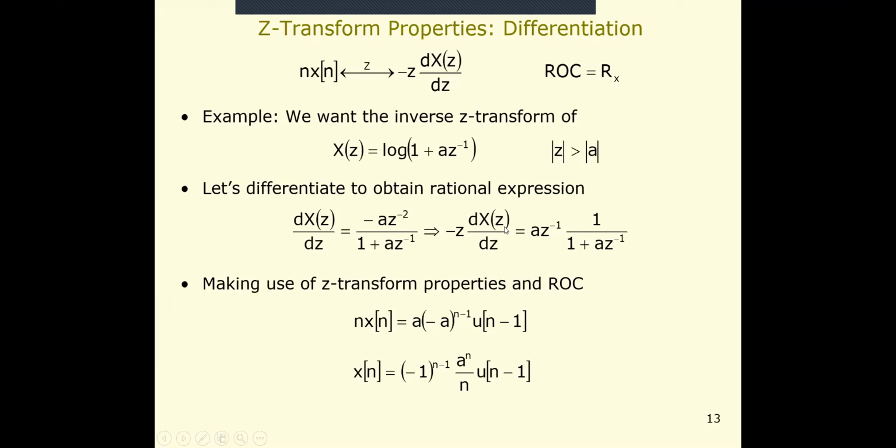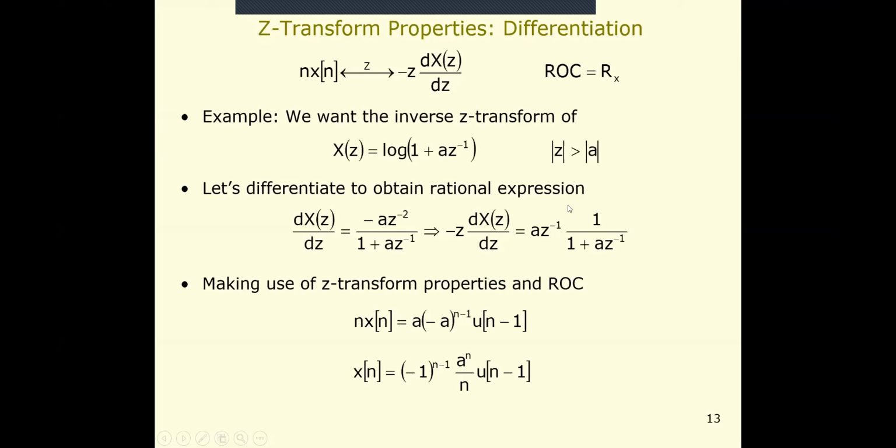Now, what about the left side sequence? For the left side sequence, the inverse will be n x of n. So it will be n x of n, minus a to power n minus 1, u of n minus 1. Of course, the overall will be what? By dividing by n, it will be x of n equals minus 1 to power n minus 1, a to power n divided by n, u of n minus 1.